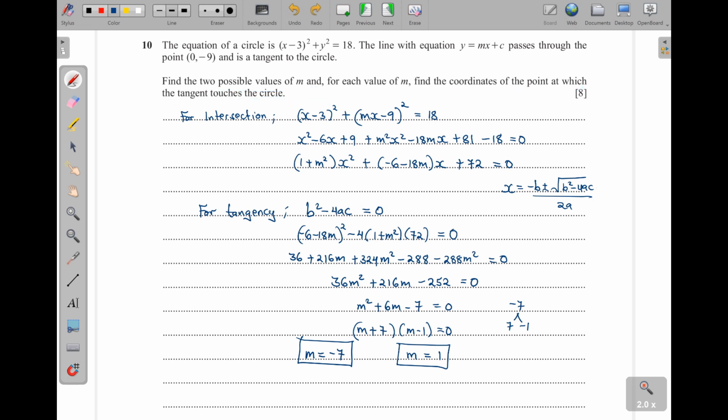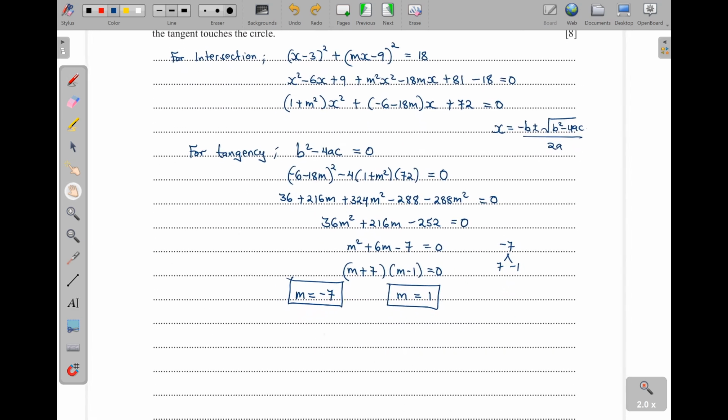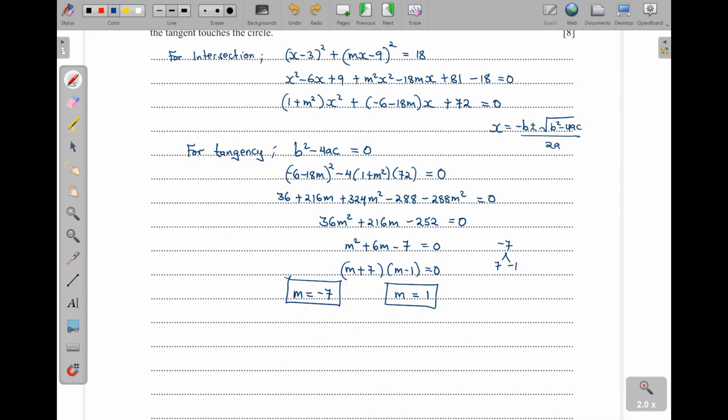So after getting the value of m, I need to substitute here in this equation of intersection. This is the equation that gives us the solutions. Okay, so for m, let's say is equal to negative 7. For m, which is equal to negative 7, we substitute in here.